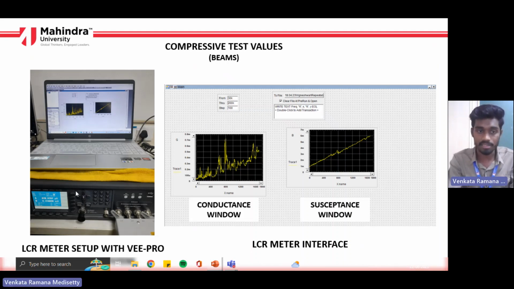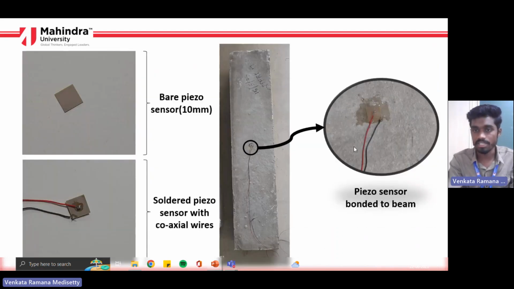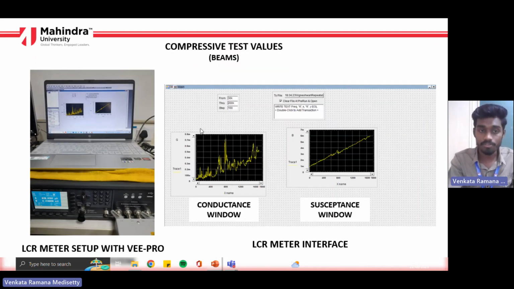This is the LCR meter setup. This is the system that contains vPro software and which is connected to the LCR meter. So I mean to say that one end of these coaxial wires is bonded to the piezo sensor, which is attached to the beam, and the other end of these coaxial wires is connected to the LCR meter using crocodile wires. And this is the interface of vPro software, and here we can save the file and set the desired frequency and interval, and then run. It takes the free PZT reading by providing electricity to the piezo sensor.